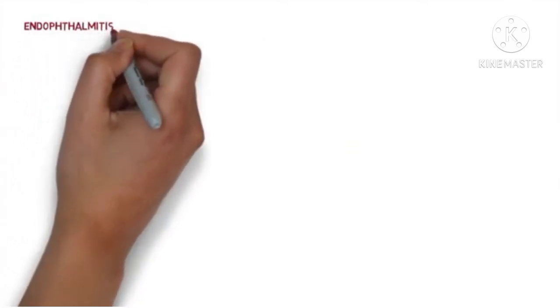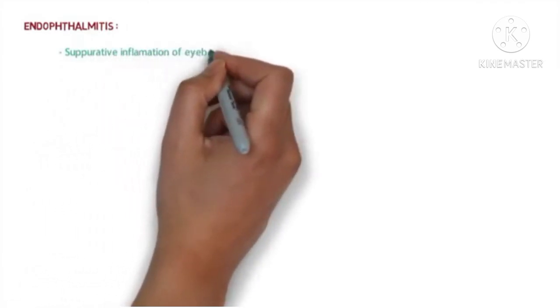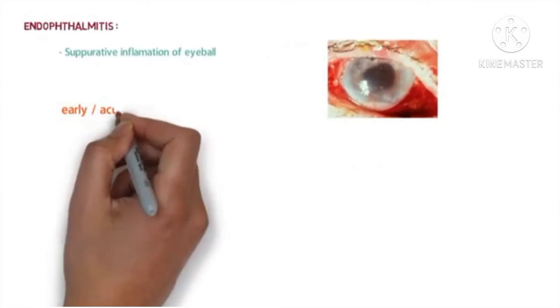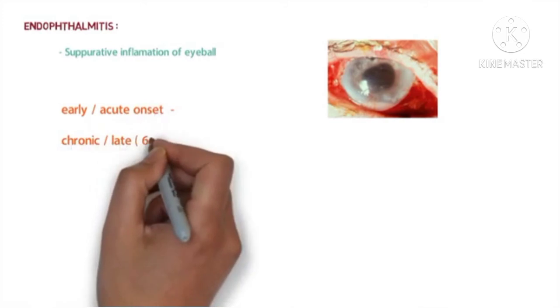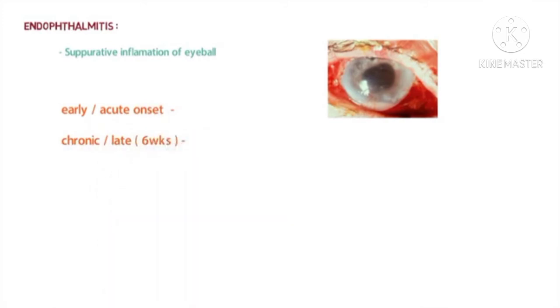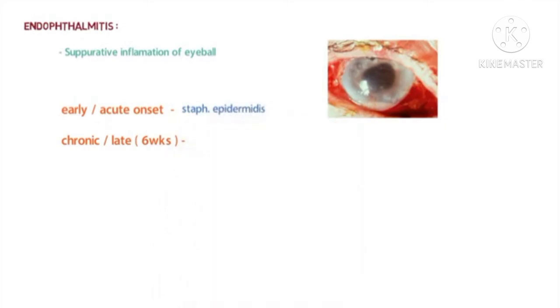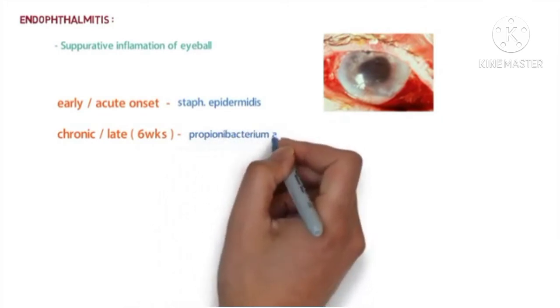So what is bacterial endophthalmitis? It is a suppurative inflammation of the eyeball. Look at this diagram. There is an inflammation of the eyeball. Endophthalmitis can occur with acute onset or chronic onset. That is, it can occur in early complications or in late complications. Late complications means after about 6 weeks. Early complications occur most commonly due to Staphylococcus epidermidis. Chronic complications most commonly occur due to Propionibacterium acnes.